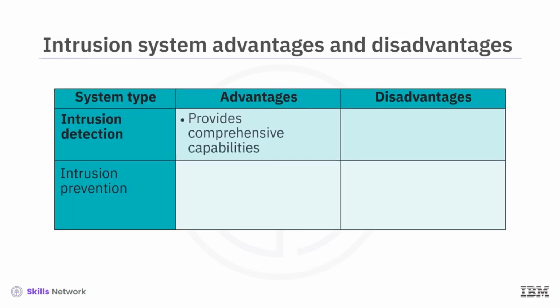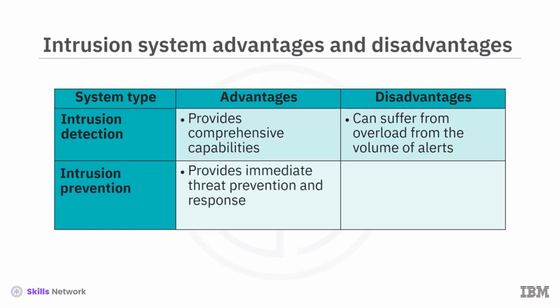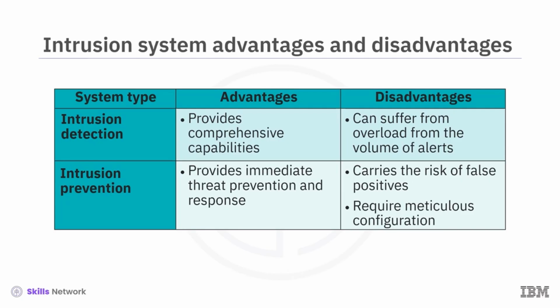Intrusion detection systems offer comprehensive monitoring capabilities, providing valuable insights into network and system activities. However, intrusion detection systems can suffer from overload due to the high volume of alerts, including false positive alerts. Intrusion prevention systems provide active threat prevention and immediate response capabilities, bolstering network security. Yet intrusion prevention systems also carry the risk of false positives. They require meticulous configuration to avoid blocking legitimate traffic and effectively balance security and accessibility.